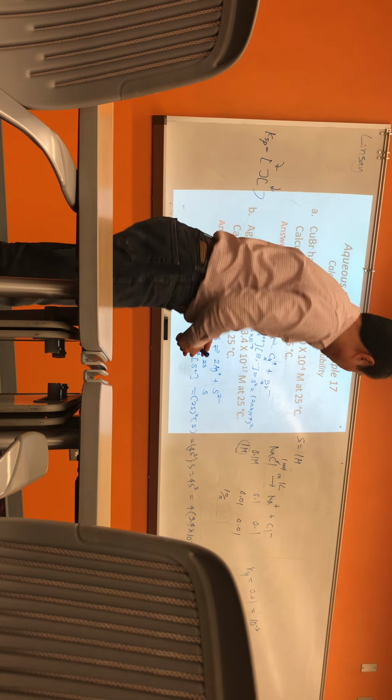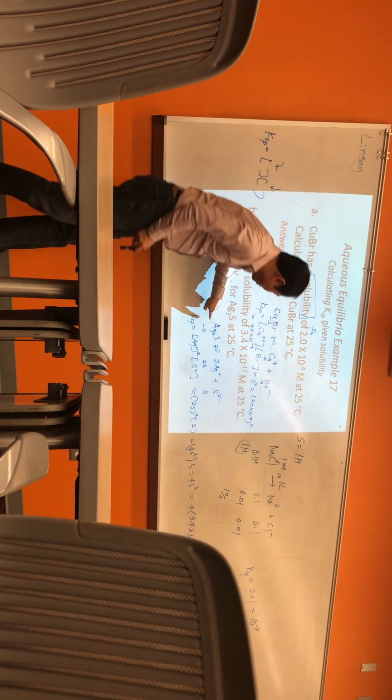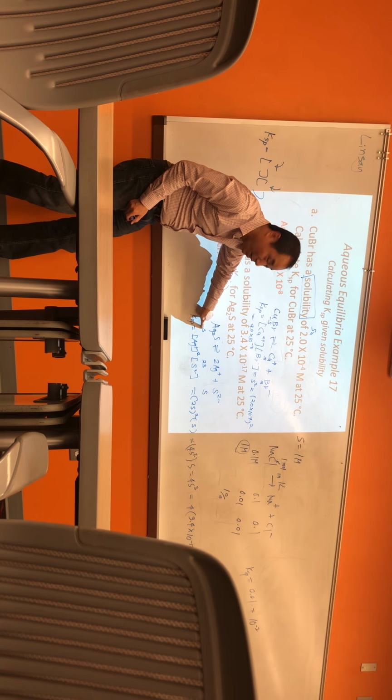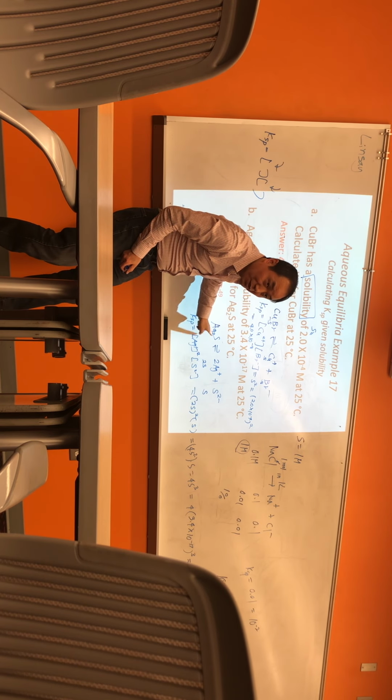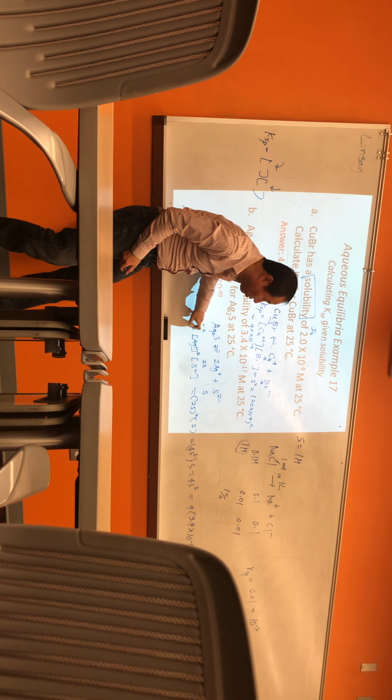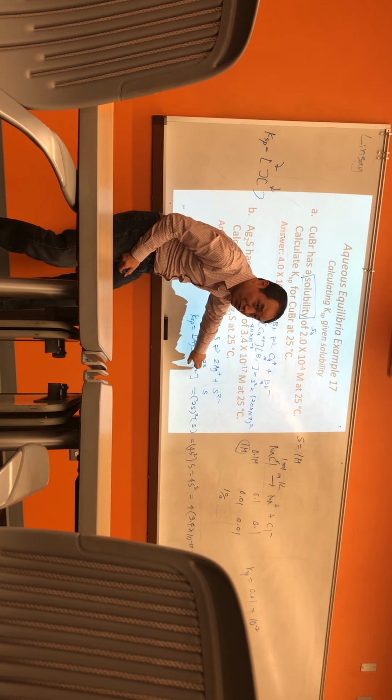Why is that 2S? Because if you dissolve S amount, by the stoichiometric method, that will be twice of this. So if you dissolve S amount, you're going to put twice of it.